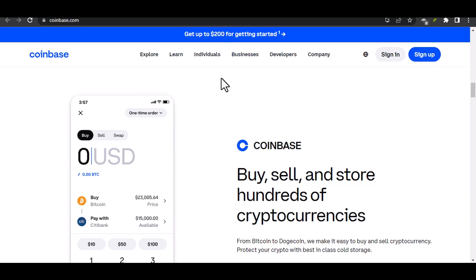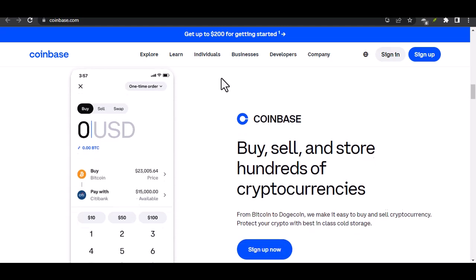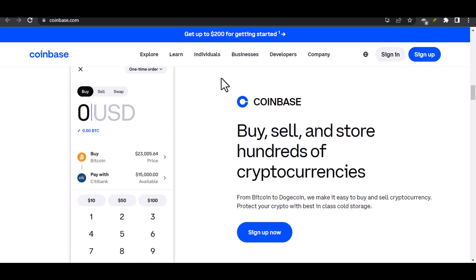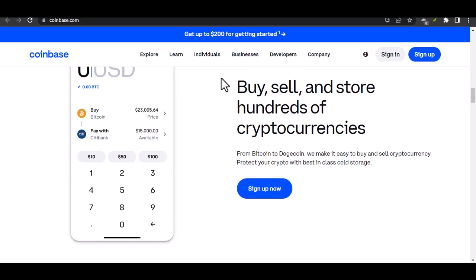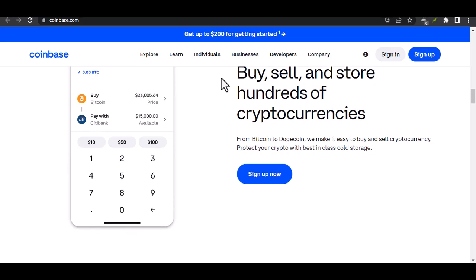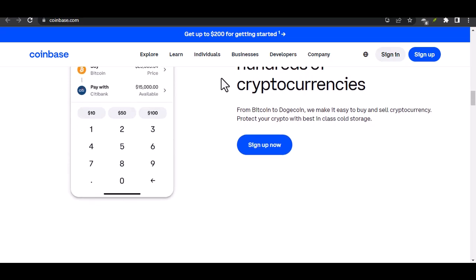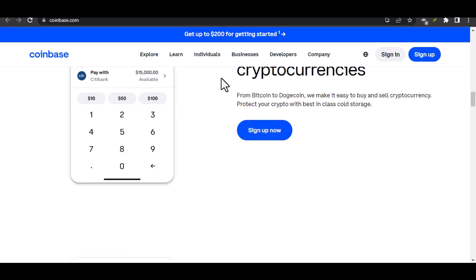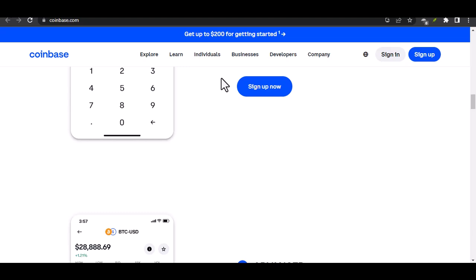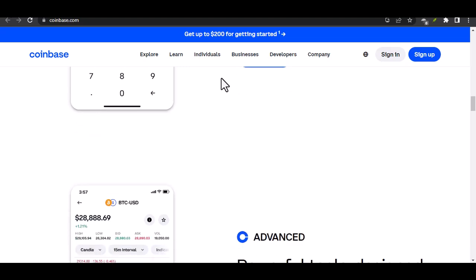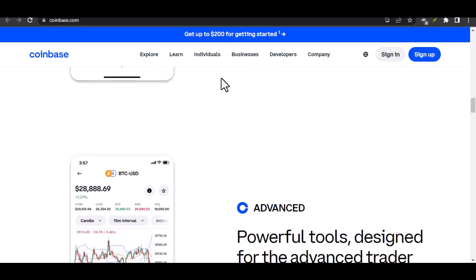Exchange policies. Coinbase may have specific policies or guidelines regarding minimum deposits. It's always a good idea to check their official website for the most up-to-date information. Common cryptocurrencies and minimums. Bitcoin, one of the most popular cryptocurrencies, typically has a relatively high minimum deposit requirement. This is due to its market capitalization and high value per coin.